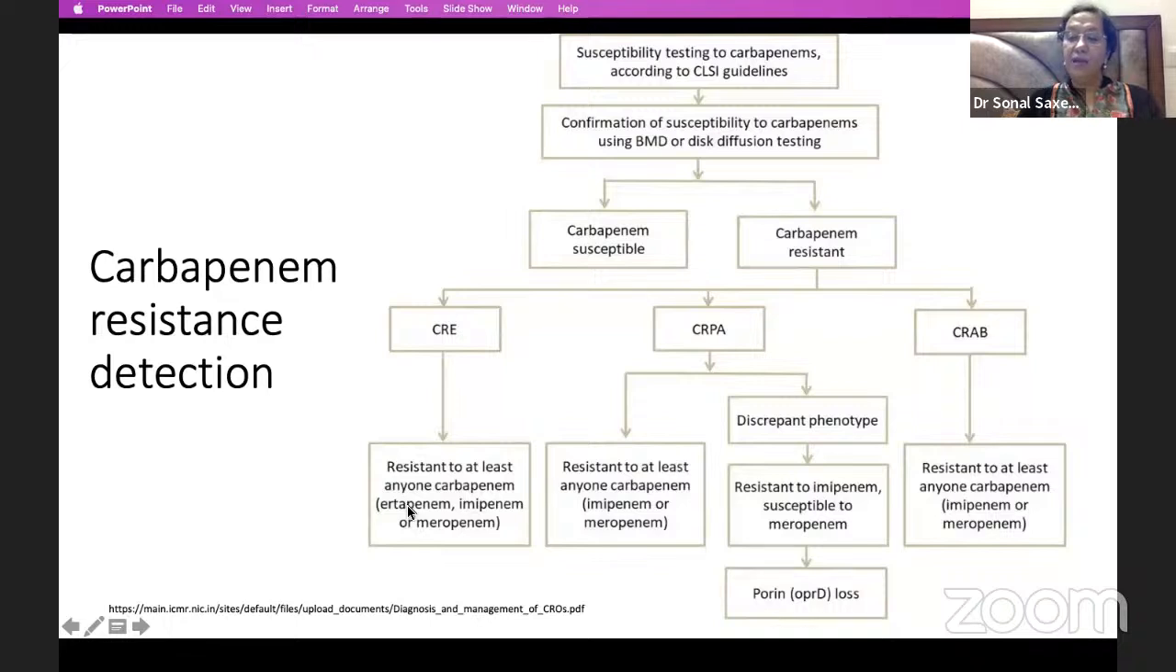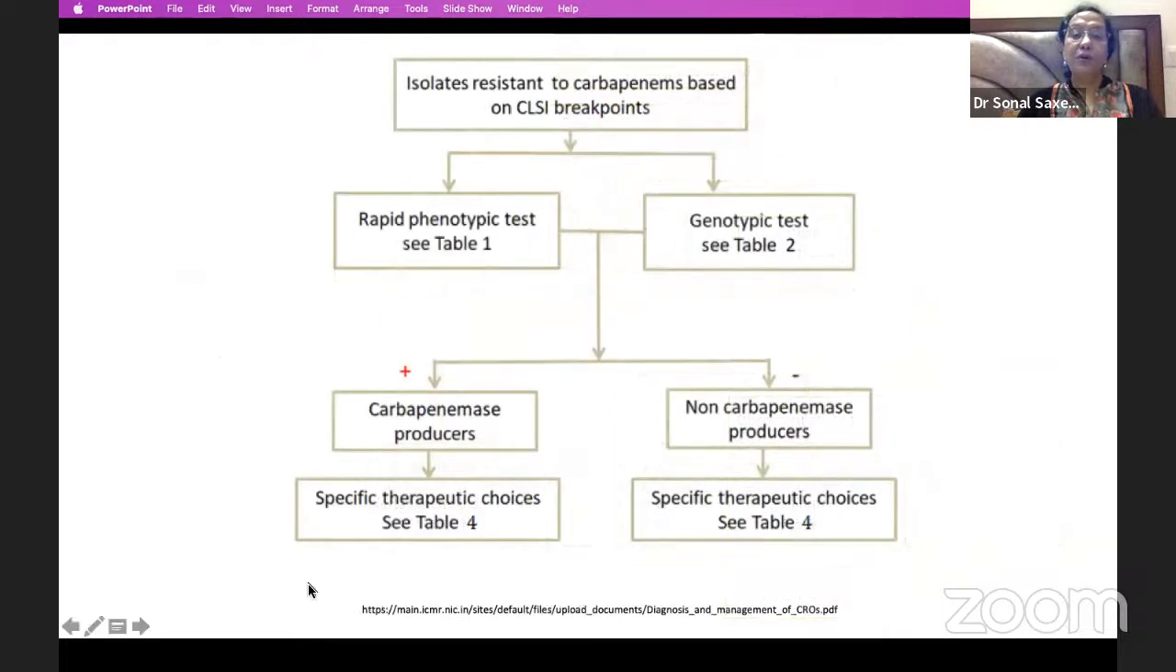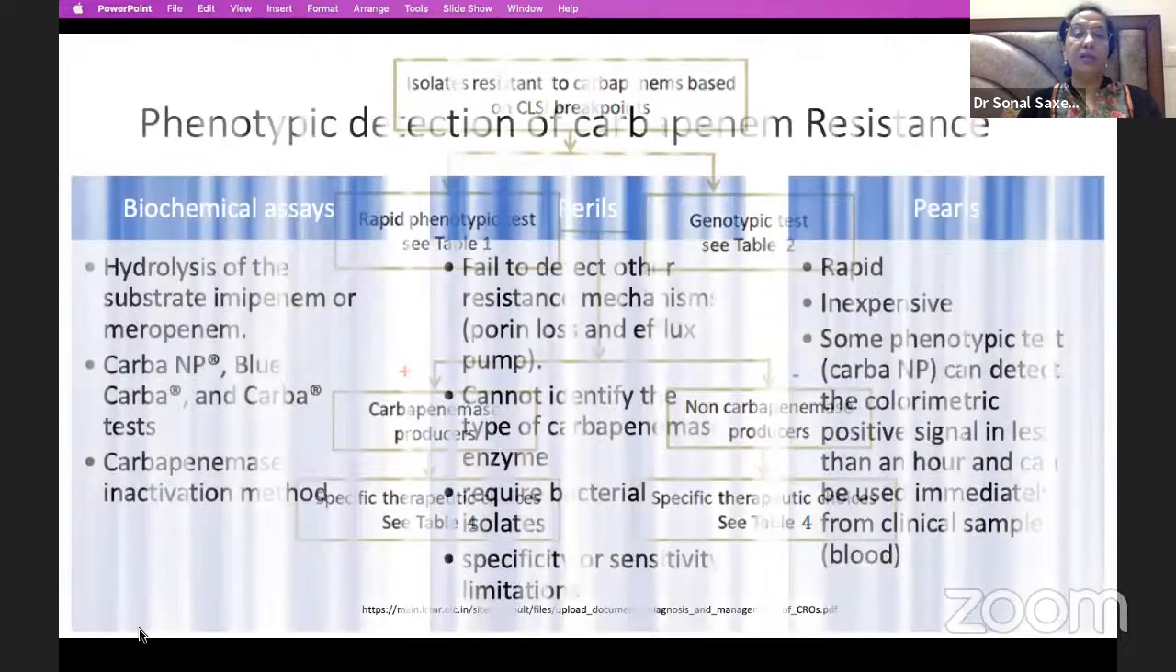In CRAB, it is again resistant to at least one, just like CRE. So whenever you have, okay, I'll skip this. It's anyway going to confuse.